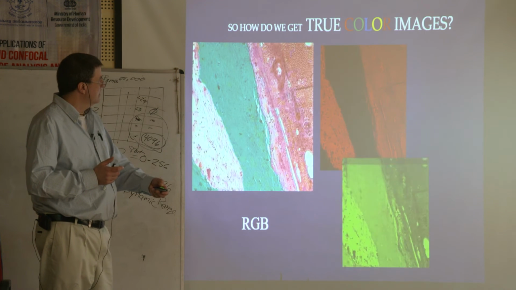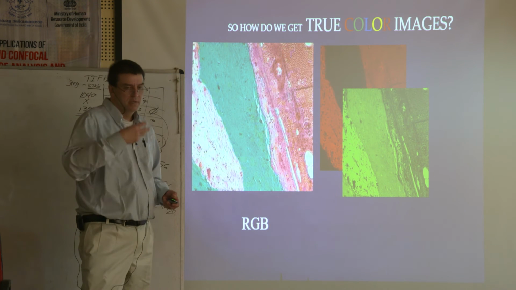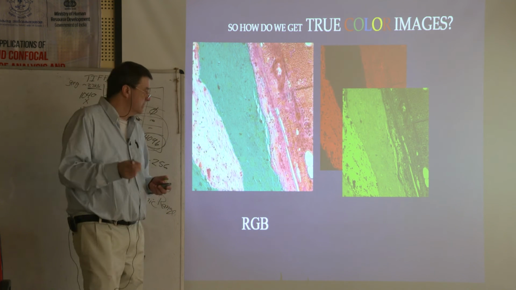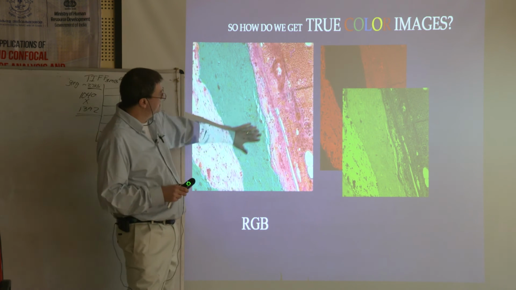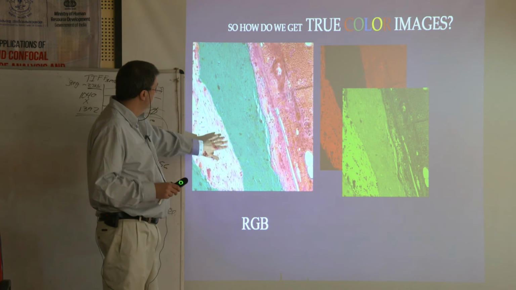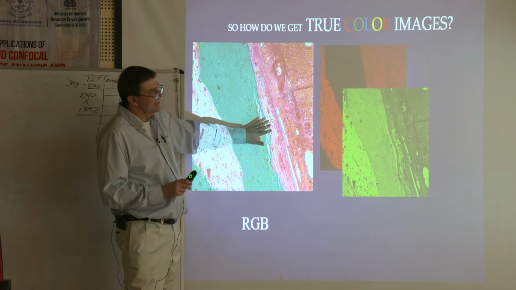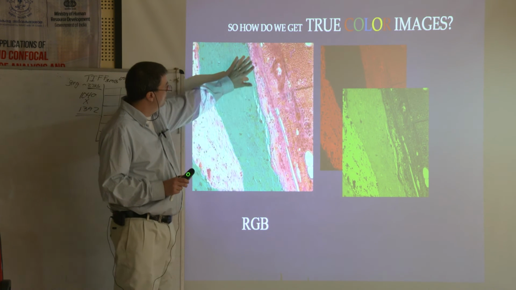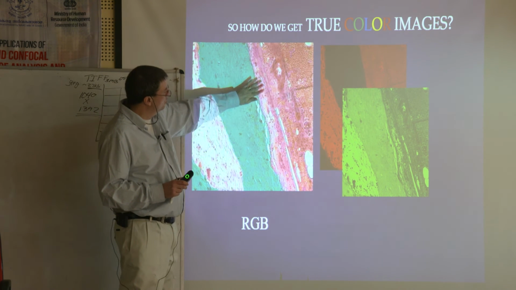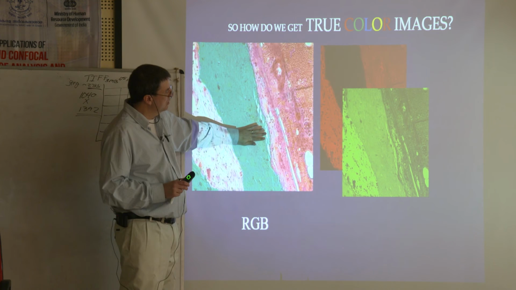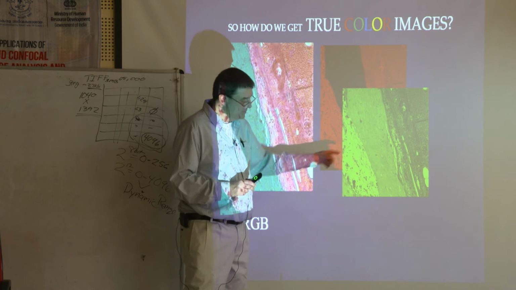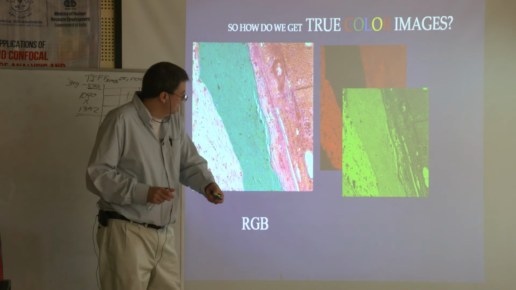So let's talk about the true color image that you usually take. Dr. Sinai touched on this yesterday. If we look at this picture, this is bone. It's like a Masson trichrome variant stain of bone. But the way a normal color camera works, it actually takes three pictures. It will take a red picture, a green picture, and the blue picture.